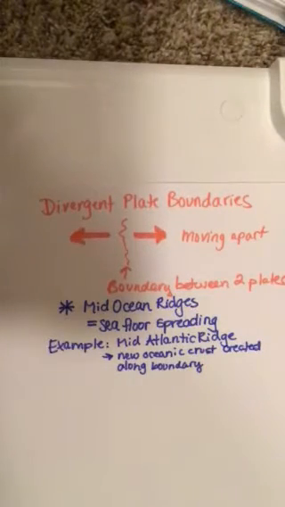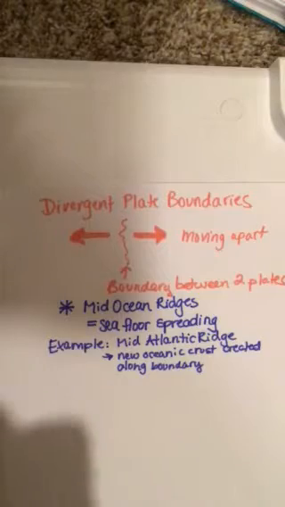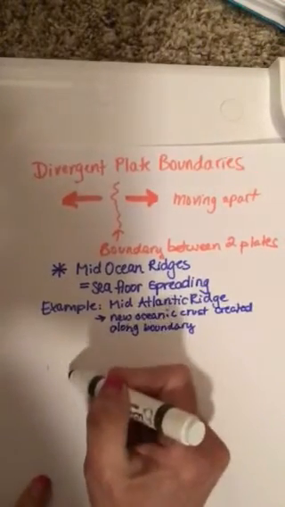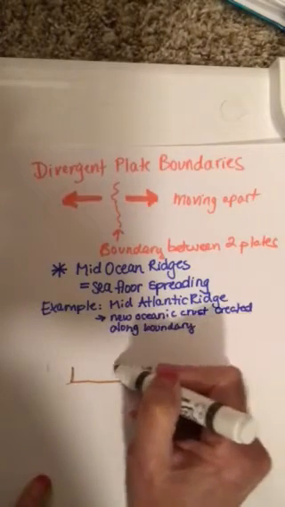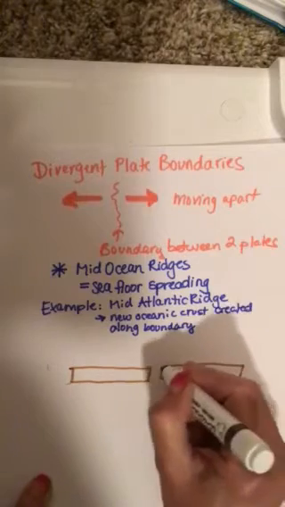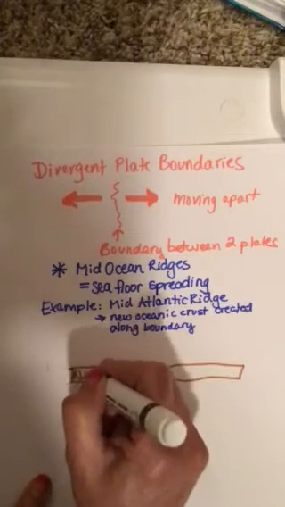Now, a drawing to go along with that. Let's put a drawing in our notes so that we have that information as well. So I'm going to draw my lithosphere and my other plate here. So this is going to be my North American plate.